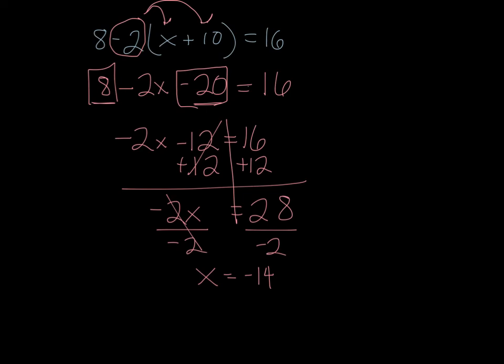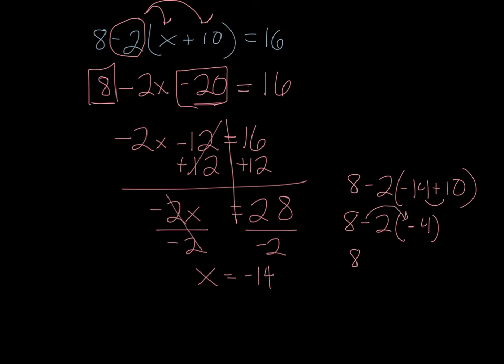Checking this out, I would have 8 minus 2 times -14 plus 10. Okay, now that I'm evaluating this expression, I'm still going to use my order of operations, but this time I can do this first and get -4. So now I've got 8, okay, -2 times negative 4 becomes plus 8, 16. Oh, yay.